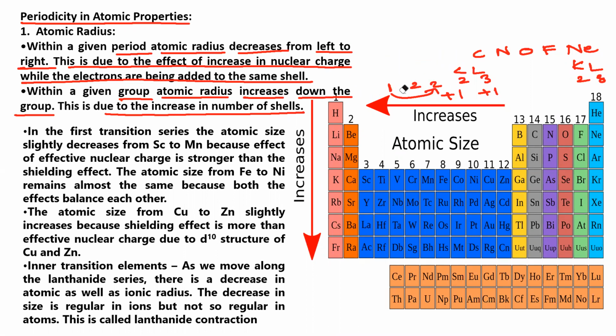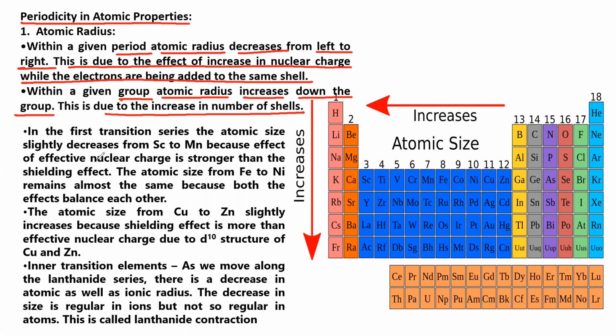So this applies to any group. If you take the first group, second group, 13th, 14th, 15th, 16th, 17th, 18th group, any group you take, as we go down the group, due to the increase in atomic number, the number of shells increases. As the number of shells increases, what happens? The atomic size or atomic radius increases. So in any group, atomic radius increases down the group. Next, in the first transition series.